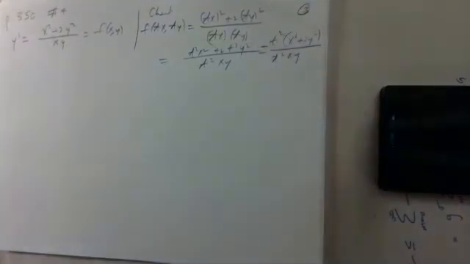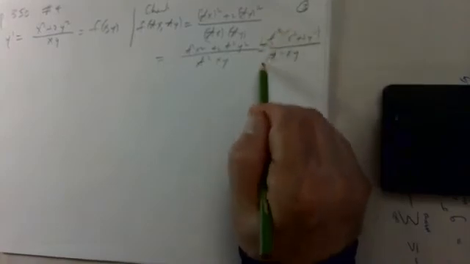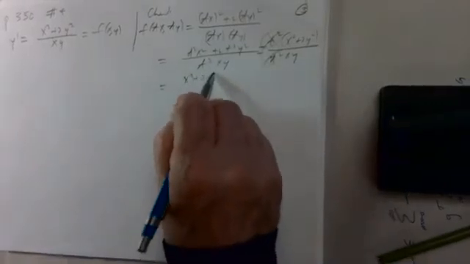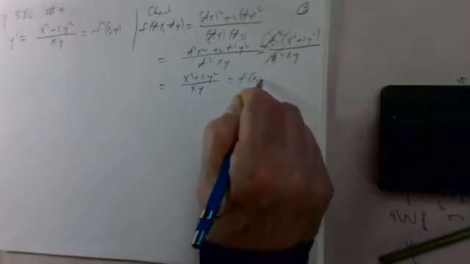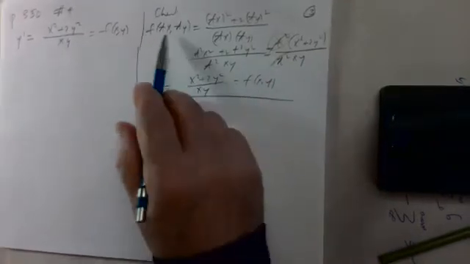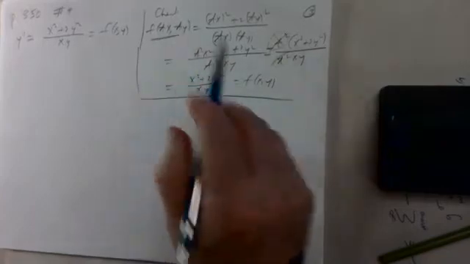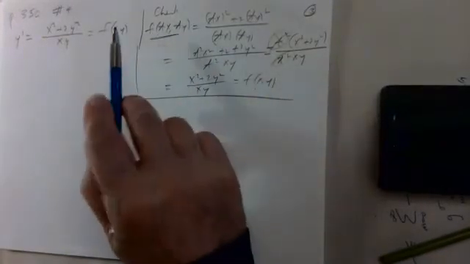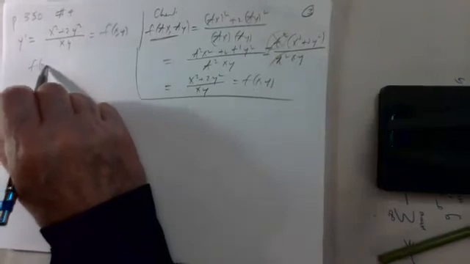And I see that I have a t squared here and a t squared here. They cancel. So this is just equal to x squared plus 2y squared over xy, which is f of xy. So this says that this equals this. This means that this function f is homogeneous.